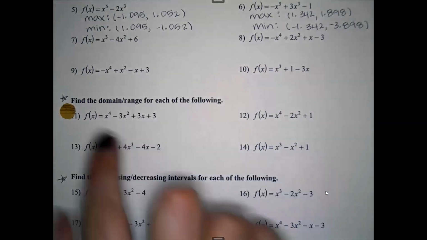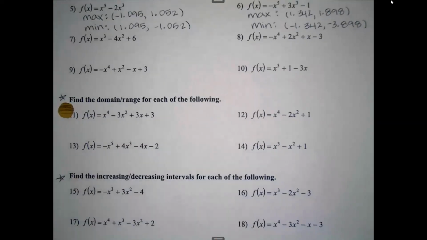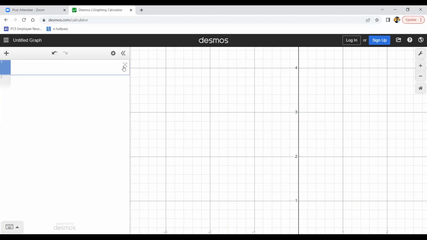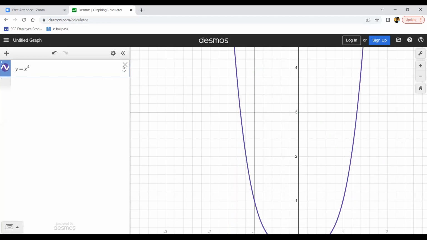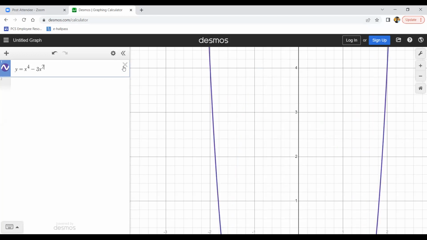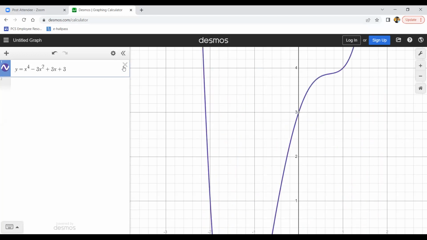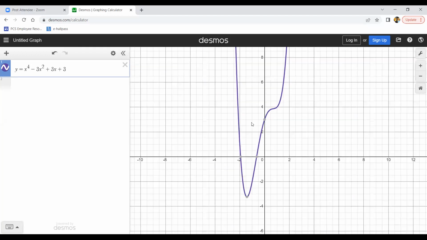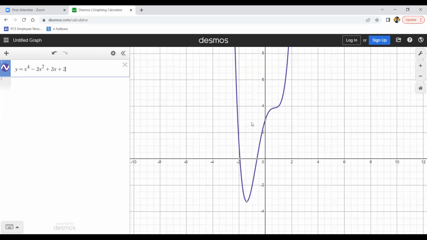Okay, so we're going to take number 11. Let's go ahead and graph it on Desmos. So I'm going back to my screen. I'm going to graph number 11: y equals x to the fourth minus 3x squared plus 3x plus 3. So everybody should be graphing number 11.